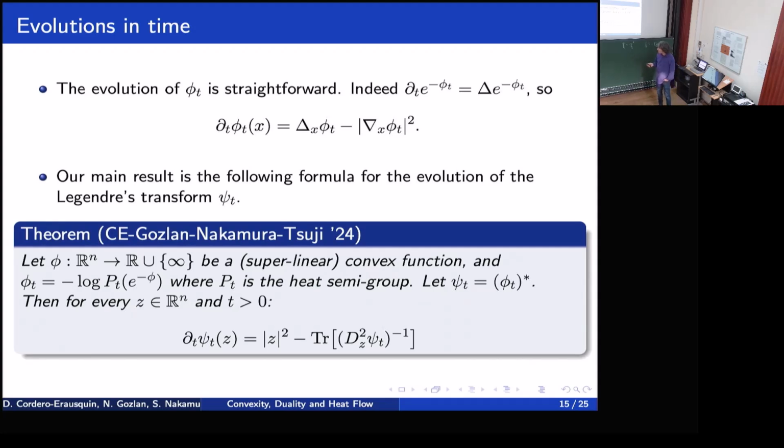I had only theorems in my Beamer style, but this is the result. So the fact is the following. Here is just the same notation. So phi_t is the evolution of P_t of exponential minus phi, psi_t the Legendre transform, and now our result is that psi_t satisfies the evolution equation as follows. The derivative in time of psi_t at the point z is equal to z squared minus trace of the Hessian of psi_t inverse.